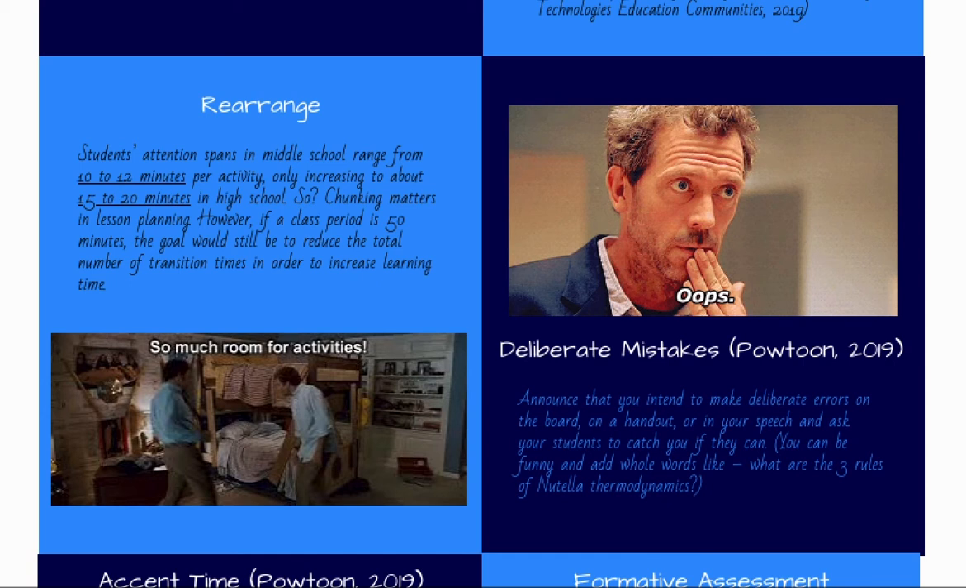One more is deliberate mistakes. Making deliberate mistakes is a way for students to catch you out. You can announce to students that you intend to make deliberate mistakes or errors and for them to try and find these. You can either make them funny or you can have it be a little bit more academic, especially if you're trying to teach something like vocabulary and definitions and so on.